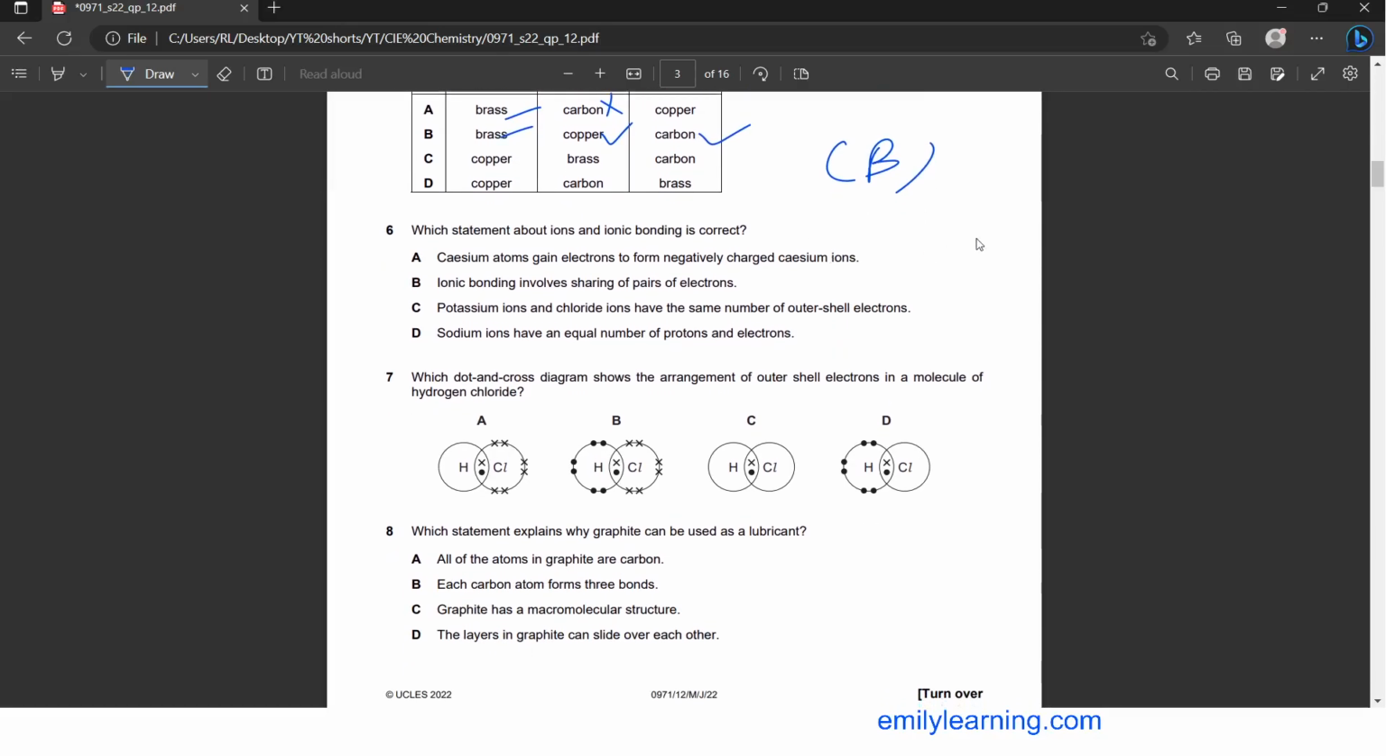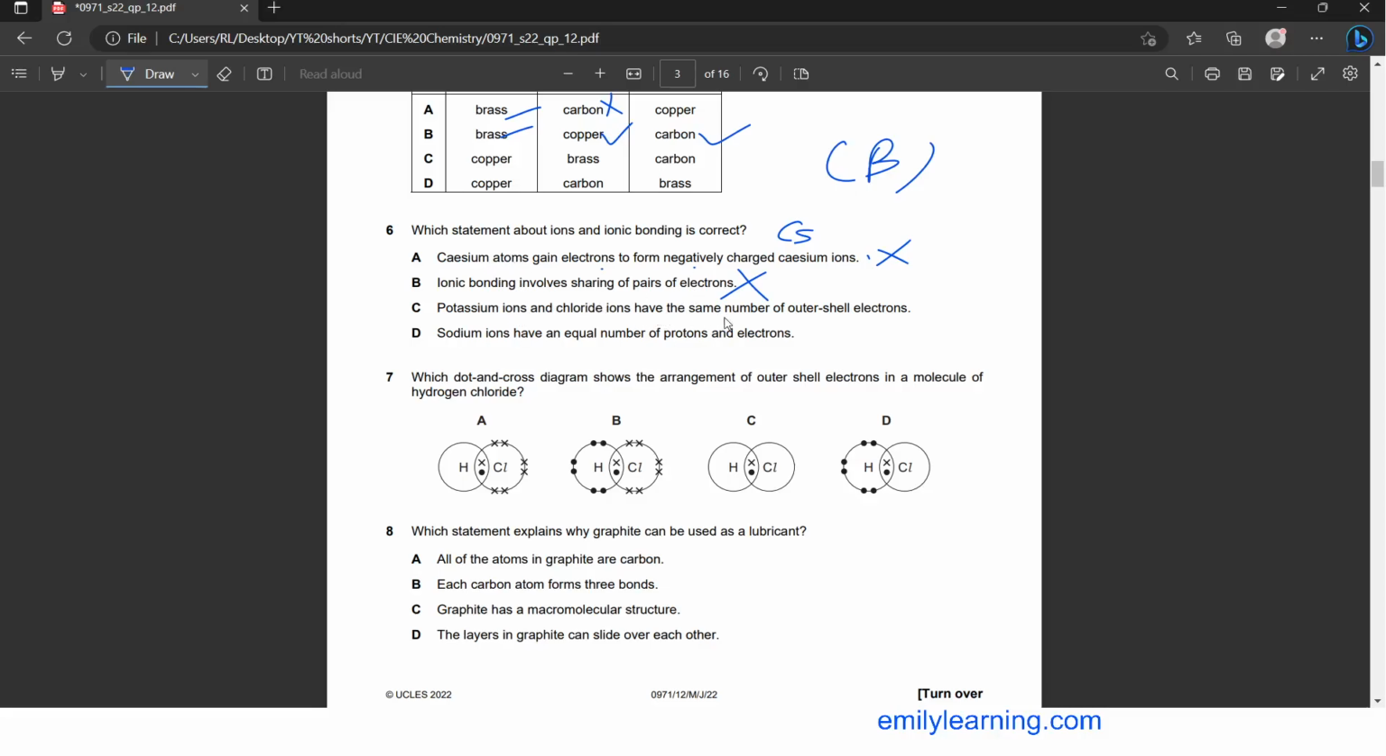Question 6, which statement about ions and ionic bonding is correct? Calcium atoms gain electrons to form calcium ions. Wrong. Calcium belongs to group 1. Okay, group 1, they lose electrons to become positively charged. Okay, they lose 1 electron per atom to become positively charged. So A is wrong. Ionic bonding involves sharing of pairs of electrons. No. Covalent bonding involves sharing of pairs of electrons. Ionic bonding involves the transfer of electrons from usually a metal to a non-metal.